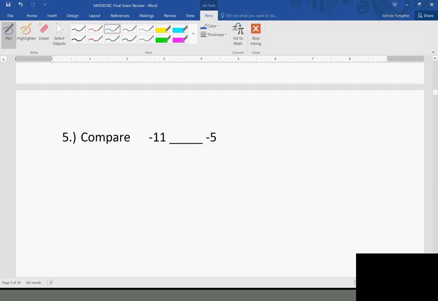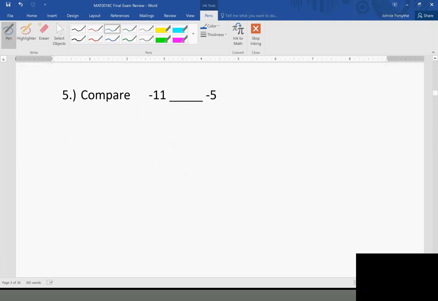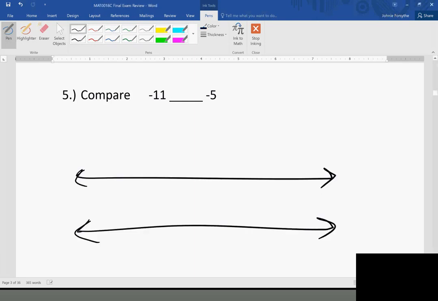Number 5, compare -11 and -5. This is kind of similar to what I was just talking about with the number line. So if you think about a number line, so if we had 5 and 11, then +5 would be to the left of +11, right? Which would mean that +5 would be less than +11.